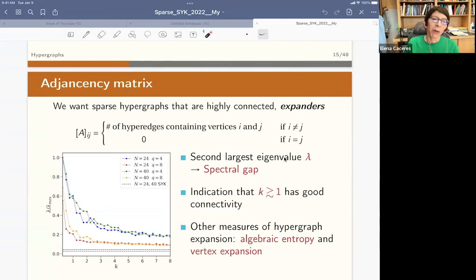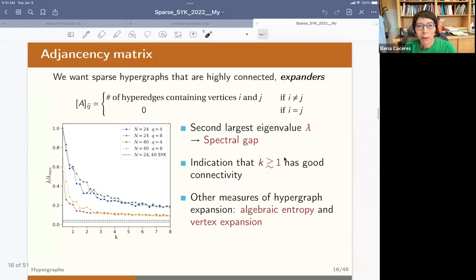So all these measures that go by different names, algebraic entropy and vertex expansion and all that, they are all related to this adjacency matrix, different properties of this adjacency matrix. So what matters here is really the spectral gap. The adjacency matrix is defined as this matrix that has an entry equal to 0 if i equals j, or the number of hyperedges containing the i and j vertices. So you have two vertices i and j, and you ask how many hyperedges contain this pair of vertices? And that's the entry for your adjacency matrix, or it's 0 if i equals j.